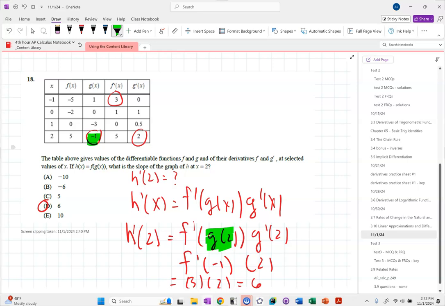Let me scoot through here real quick. Look for another good one here.